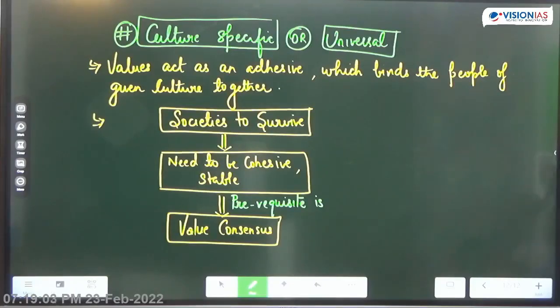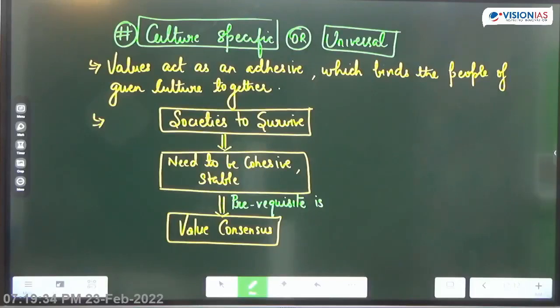They are culture specific. Aditya. Yes, makes sense. Values act as an adhesive which binds the people of a given culture together. It is being said that for any society to survive, there has to be some amount of harmony, cohesion, stability in the society. And in order to ensure that harmony, cohesion, stability, one of the prerequisites is value consensus. So if I go by this understanding, it says that values are culture specific.